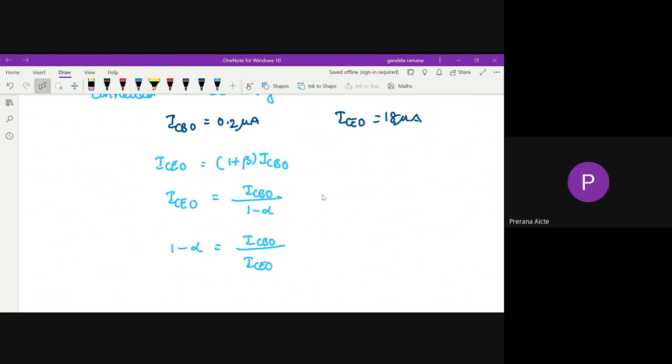Both you know. So 1 minus 0.2 by 18, you get the value 0.988. So this value is alpha. Alpha is equal to 0.988. So this is the alpha value.